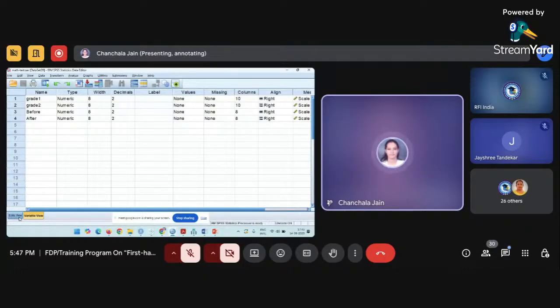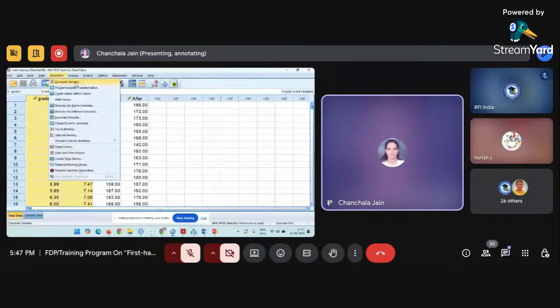Shall I click on compute variable? Everyone has located this? Fine. I hope you can get the compute variable screen, and it is a calculator kind of screen, right? Now, you can see the cursor is blinking at the target variable section. That means it is asking you to give a name to your target variable. Here we are performing some calculation, and as an output of that, we will have one new variable available with us. So we need to give a name to that variable.